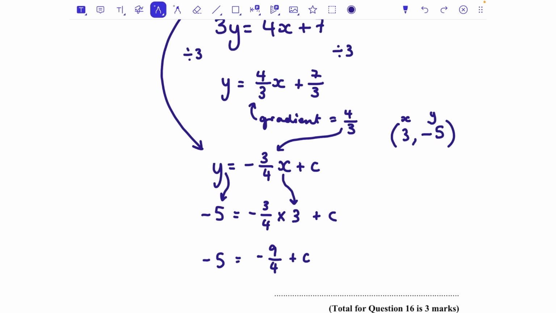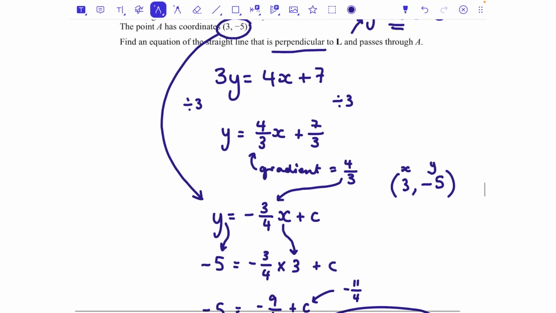If you multiply the top and the bottom, you'll just get an equivalent fraction. And I'm now going to add 9/4 to both sides, and that should tell me what c is. So minus 5, add 9/4. Remember, it's a minus, so to get rid of it, you're adding it to both sides. And that is minus 11/4. So c needs to be minus 11/4. So y equals minus 3/4 x minus 11/4 is the equation of the line.